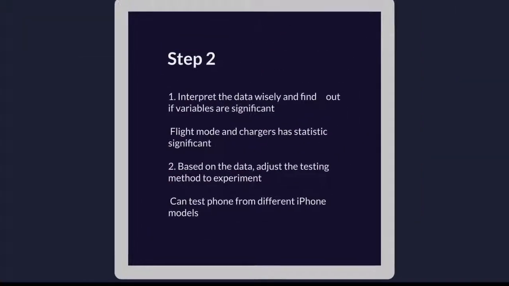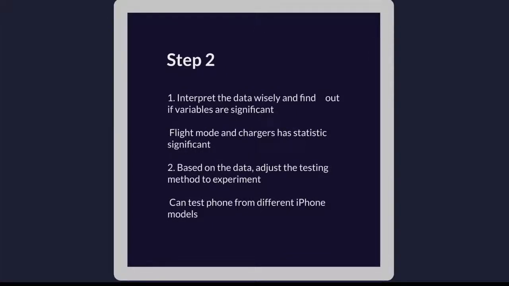So the second step is the analysis, where we try to interpret the data wisely and find out if the variables are significant. Flight mode and the charger have a statistically significant relationship with charging speed. And the second is, based on the data, we adjust the testing method of the experiment. So we can test phones from different iPhone models.